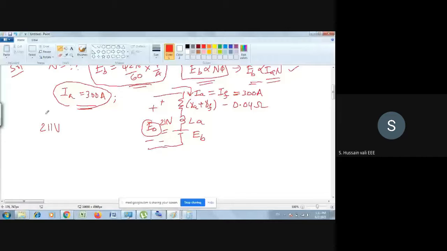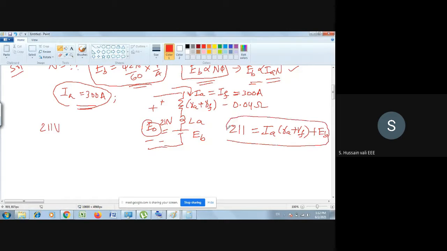Then what is the relationship between terminal voltage and EB? I can write 211 is equal to IA into (RA plus RF) plus EB. I can write this equation because the terminal voltage and the IA value are given. Then what are the other unknowns? 211 minus IA value, which is 300, into 0.04. So we got EB here.